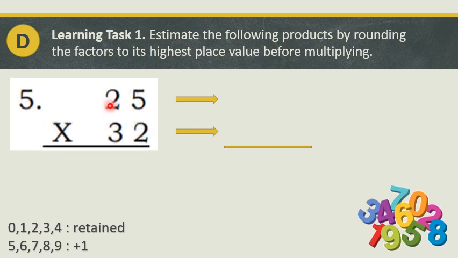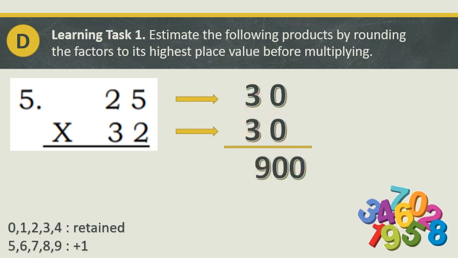Number 5, so round off ulit tayo sa highest place value. So, 2, ang katabi niya is 5. Nasa plus 1. So, yung 2 ay magiging 3. Then, ito magiging 0. So, 30. Then, ito, ang katabi ng 3 natin is 2. Nasa retained, ibig sabihin 3 pa din siya. So, ito ay magiging 3 pa din. And then, ito ay magiging 0. So, 30. So, dalawa ang zeros natin. Then, 3 times 3 is 9. So, yan po ang ating answer.